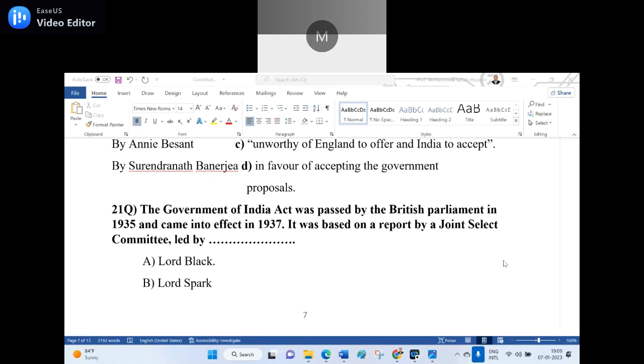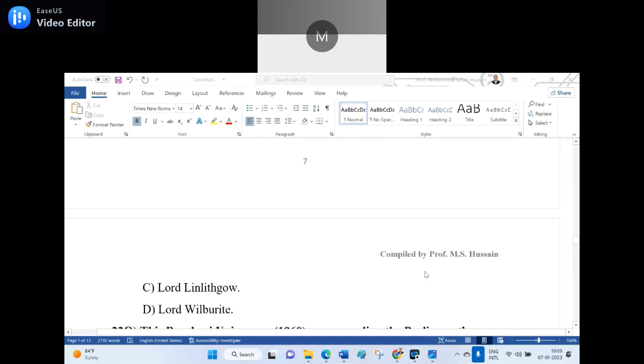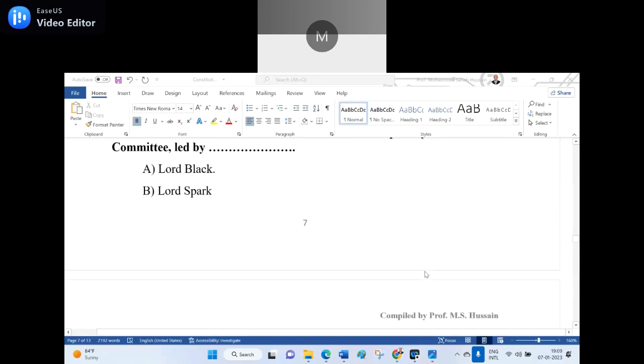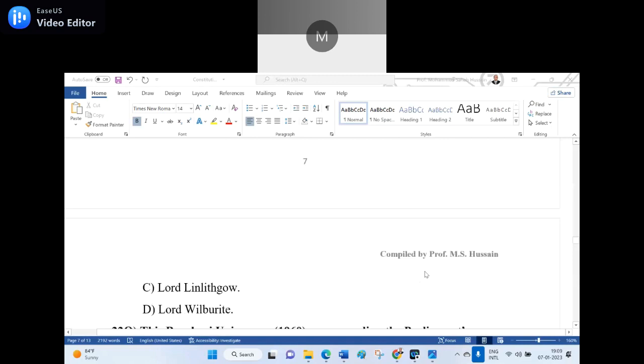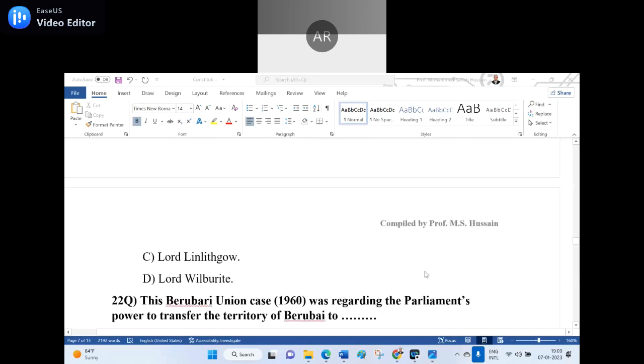21st question. The Government of India Act was passed by the British Parliament in 1935 and came into effect in 1937. It was based on a report by the Joint Selection Committee led by A. Lord Black, B. Lord Spark, C. Lord Linlithgow, D. Lord Wilbright. C is the right answer, sir. Lord Linlithgow is the right answer. He headed the joint committee, and that is C, Lord Linlithgow.